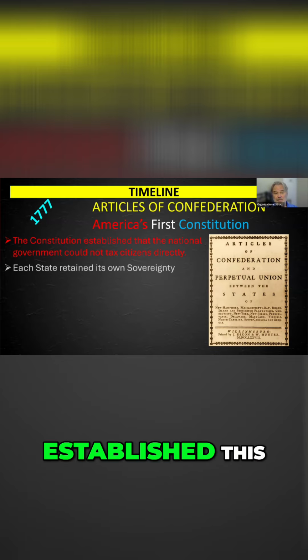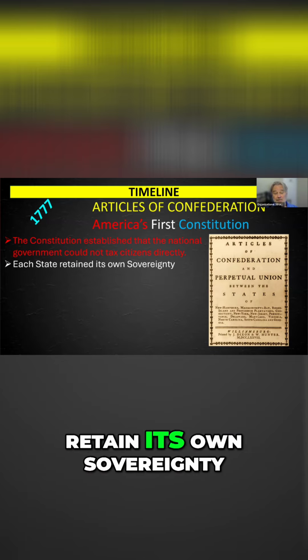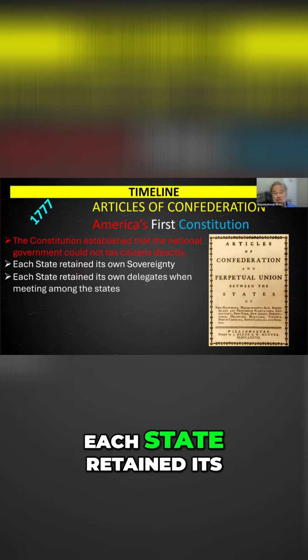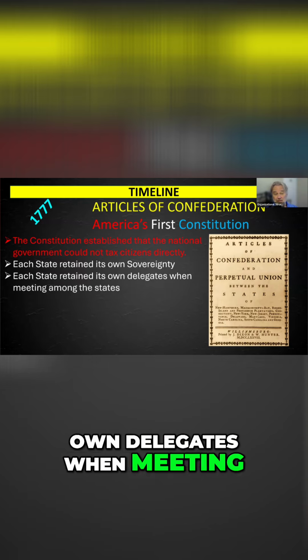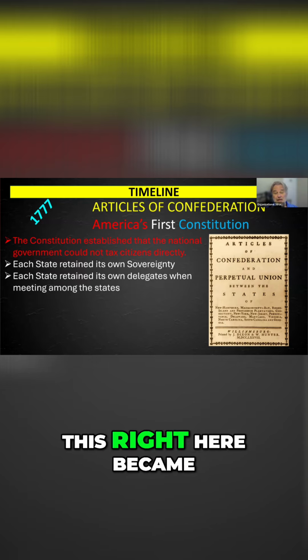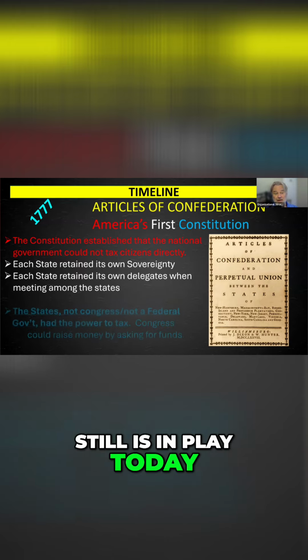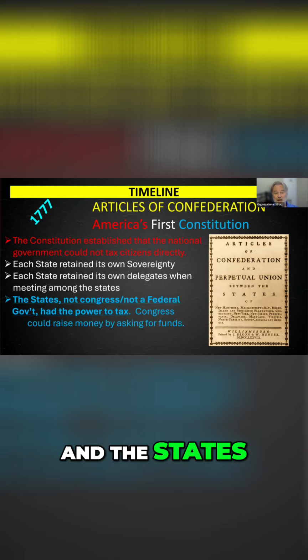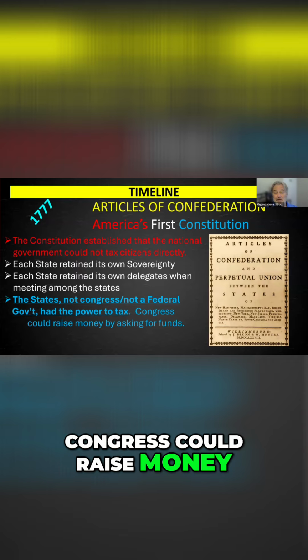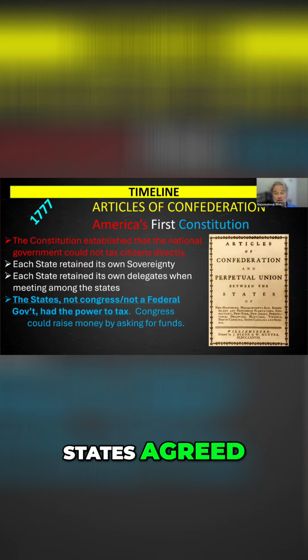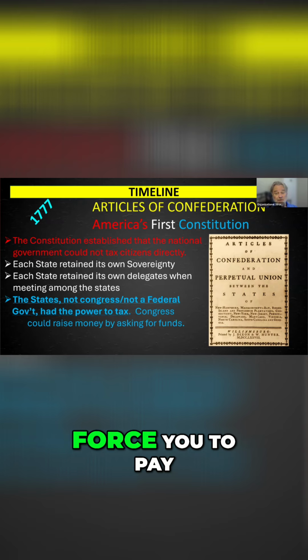And that's why they established this, that each state would retain its own sovereignty. Each state retained its own delegates when meeting among the states. This right here became the Electoral College that still is in play today. And the states, not Congress, had the power to tax. Congress could raise money, but only if the states agreed. They could not just force you to pay a tax in any state.